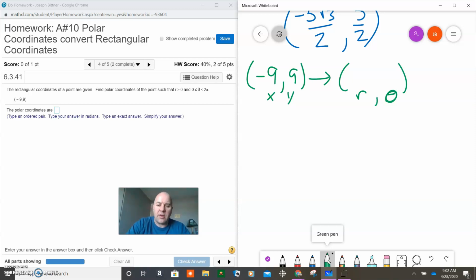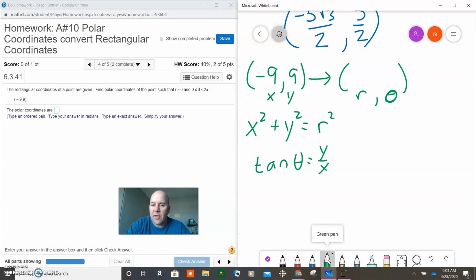So basically what I need to figure out, and again, if you forgot the formulas, it's just x squared plus y squared equals r squared, and then tangent of theta equals y over x. Well, we'll do the Pythagorean theorem first. So negative 9 squared plus 9 squared equals r squared. So really at this time, you're just doing Pythagorean theorem. It's going to become 81 plus 81.